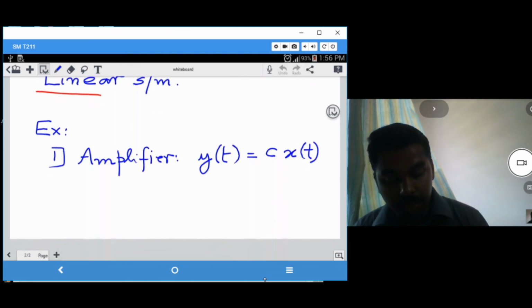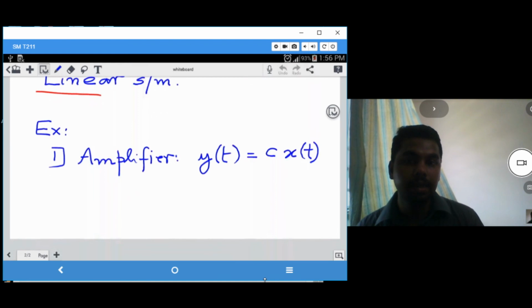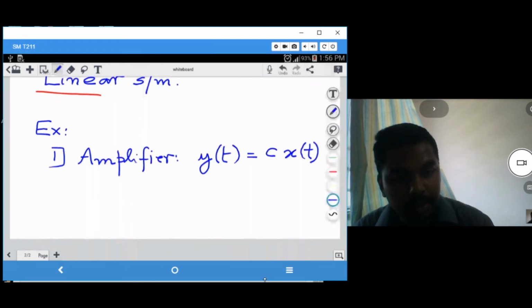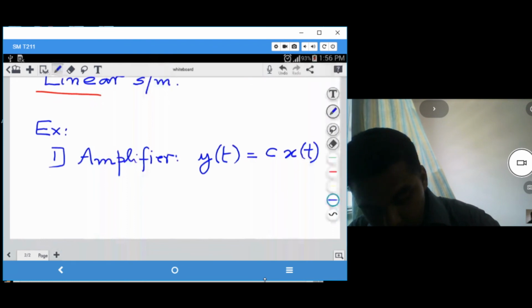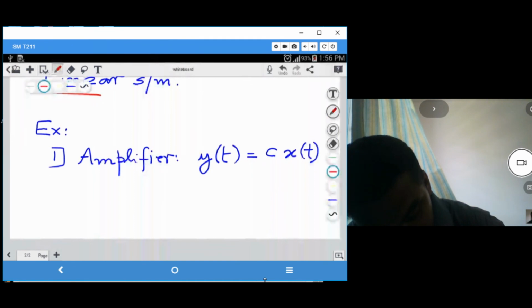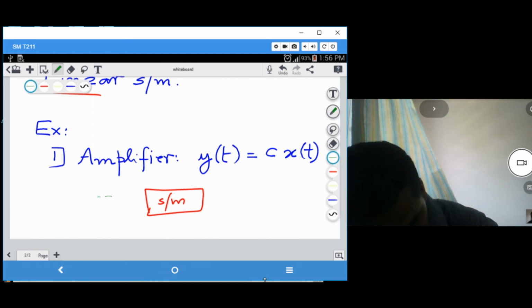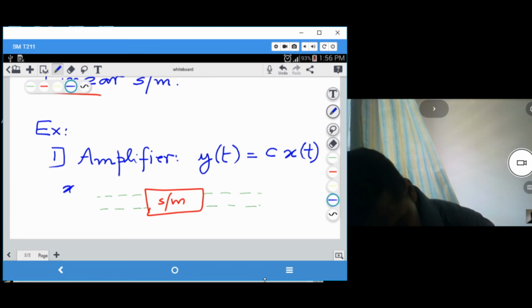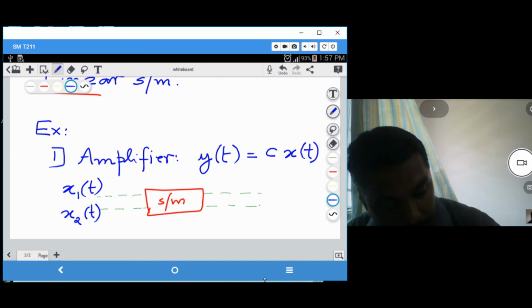Now, we have to check if the system satisfies the linearity definition. The definition of linearity can be represented in the form of the block diagram itself. So let us take the block diagram once again and explain the definition. We have the system, and let me just denote a set of dashed lines. Let us consider two inputs, x1 of t and x2 of t, and their corresponding outputs y1 of t and y2 of t.